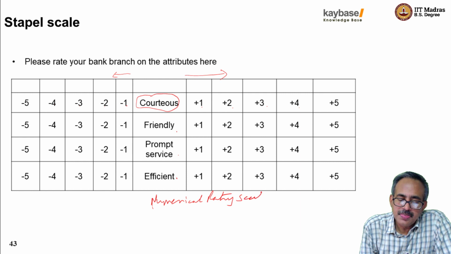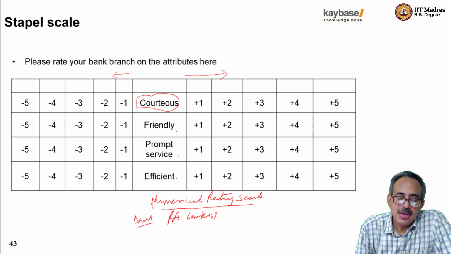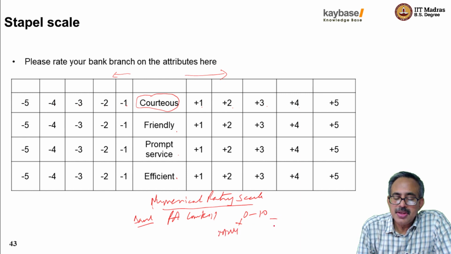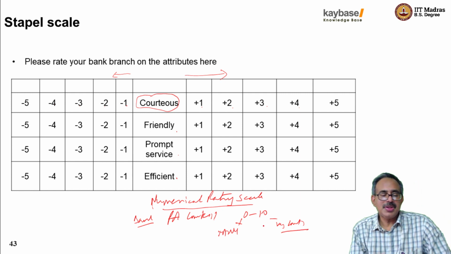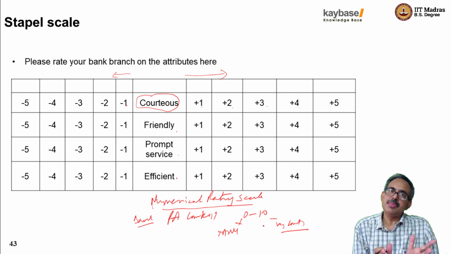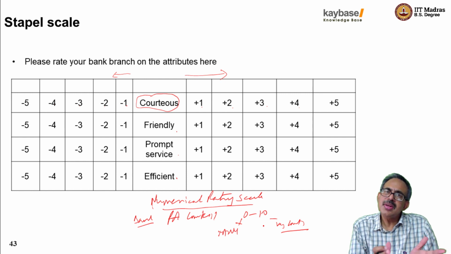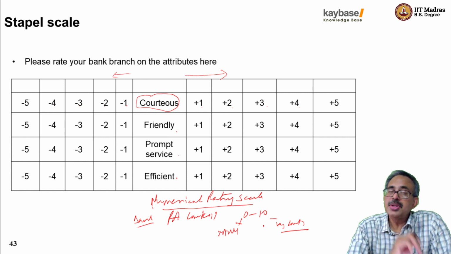We will say, how many marks do you give to your bank on politeness or courtesy, right? And we'll say, please give marks from 0 to 10. Where 0 means it is not at all courteous, and 10 means it is very courteous. Conceptually, we are measuring the same thing, we are measuring it in a slightly different way of wording. Now, which is better?